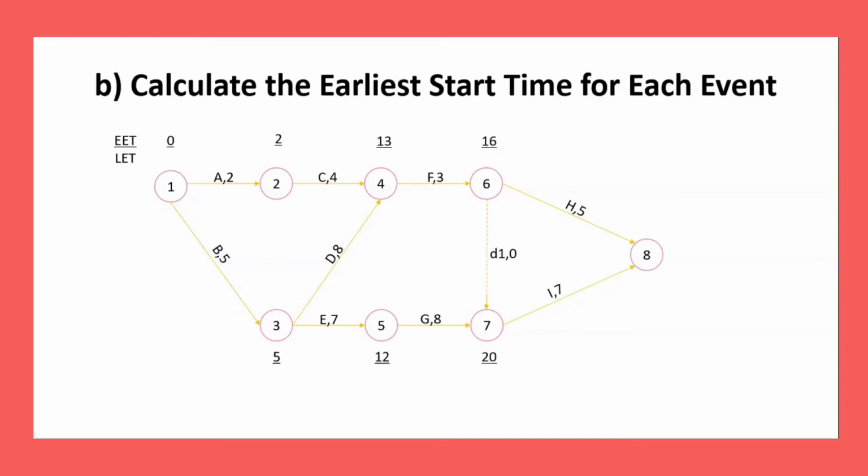Next, for number 7, we get 20 by adding the previous EET, 12, with the duration time for task G, 8. And lastly, for number 8, there are 2 links connected. We get 27 by adding the previous EET, 20, with the duration time of task I, 7. So, that's all for the EET calculation.